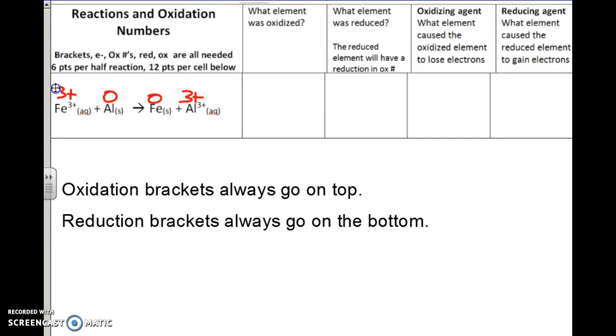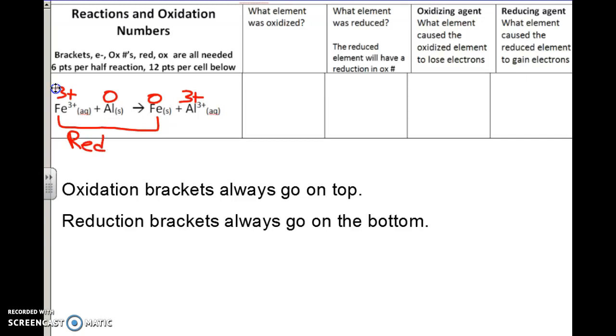We're going to put oxidation brackets up on top. We're going to put reduction brackets on the bottom. I always like to start with the reduction brackets. So which element is reduced in number? Well, here we're going from 0 to 3 positive. That's an increase in number. Well, that's not our reduction. Let's try a different one. So here we're going from 3 positive to 0. So this is our reduction reaction.